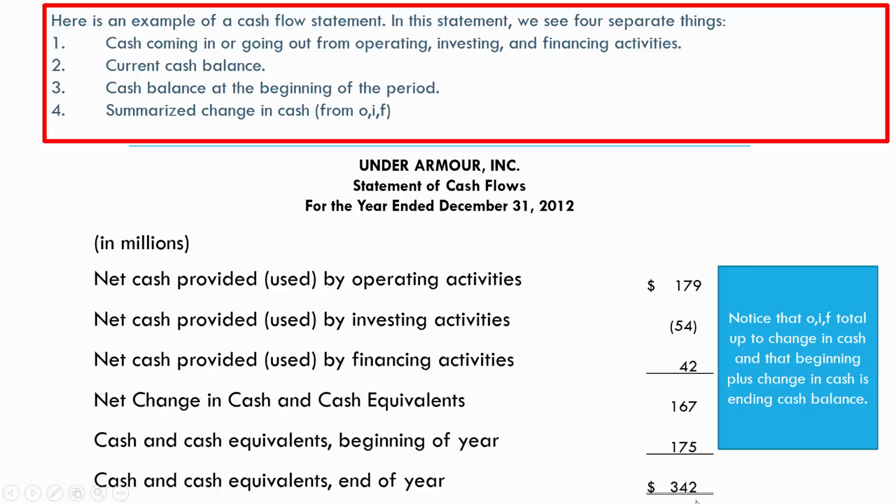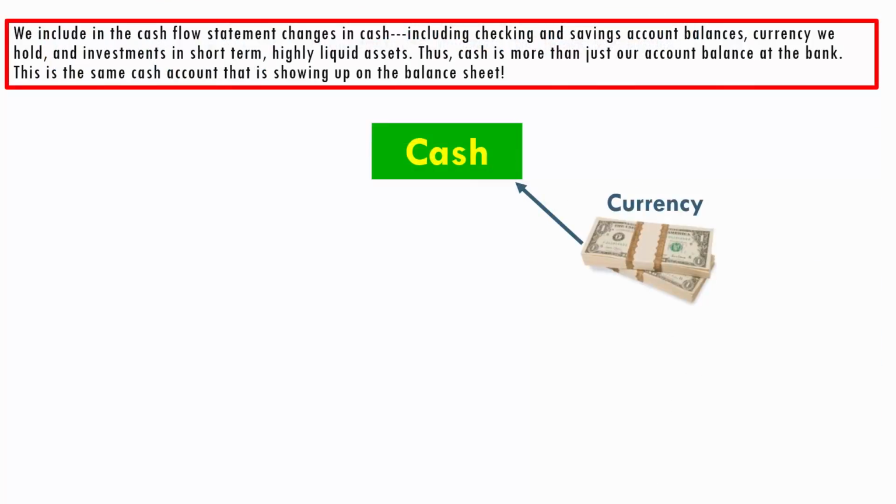The 342 million also ties back to the other financial statement. Which one? The balance sheet. So on the balance sheet, when we list out our cash account, we should show 342 million. So over here I have a note. This is OIF. Add up to this number. This is beginning, which adds up to this. This is another thing where order matters. So this is the standard order, the standard way to do the statement of cash flows.